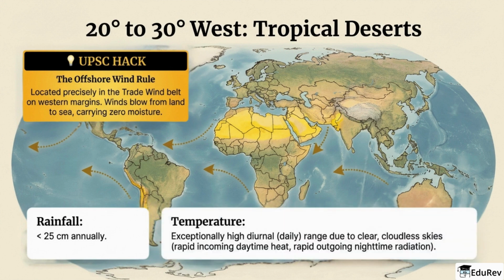Temperature behavior is just as important. Because skies remain clear and cloudless, daytime heating is intense, and nighttime radiation loss is also intense. So the diurnal temperature range becomes exceptionally high. That is why hot deserts are not just hot. They are climates of intense dryness, offshore winds, and sharp day-night contrasts.